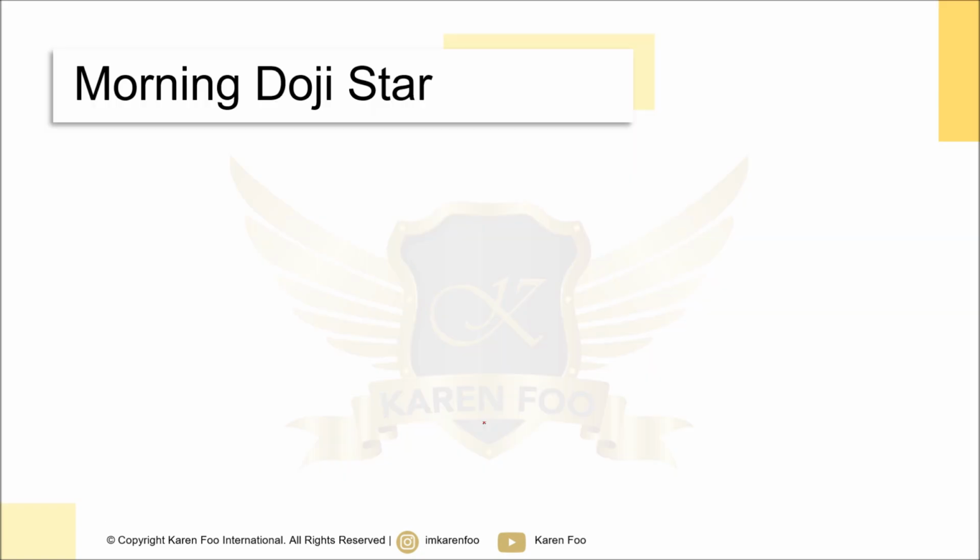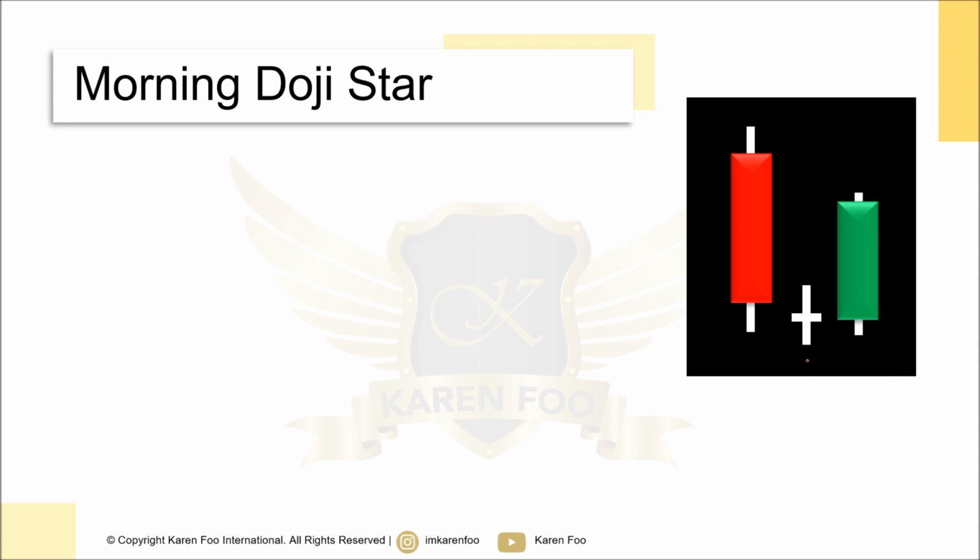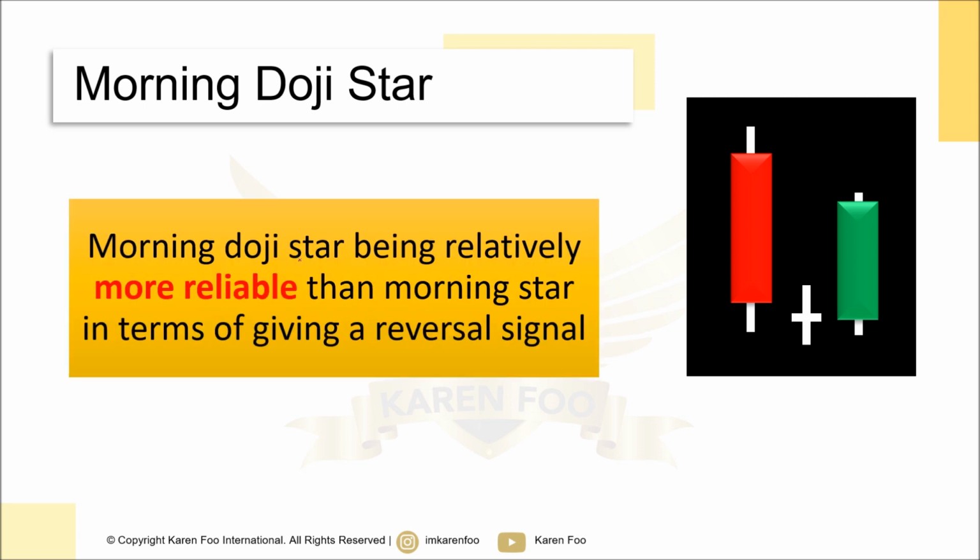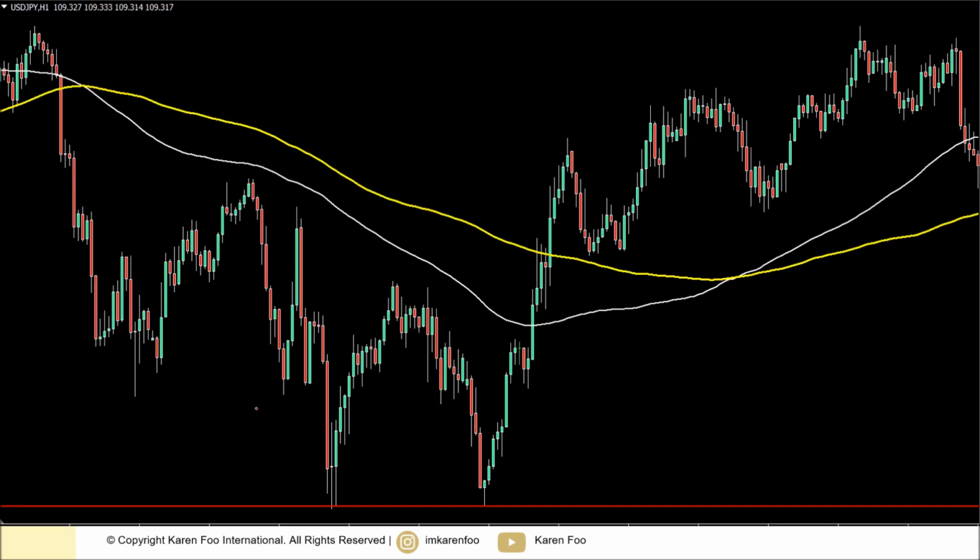Another derivative, so to speak, of the Morningstar pattern is the Morning Doji Star. Remember when I said that the middle candle can be anything? Another popular one is when the middle candle is a doji. Basically it's the same meaning. It is a bullish signal. If you compare it with the normal Morningstar, which one is stronger or more reliable? Definitely the one with the doji. If I go back to the previous example, you can see that this is actually a Morning Doji Star, then this is a Morningstar. Basically it does the same thing. It causes the price to go up.